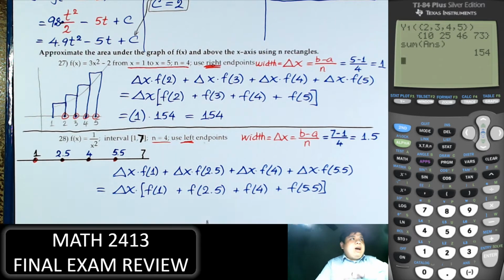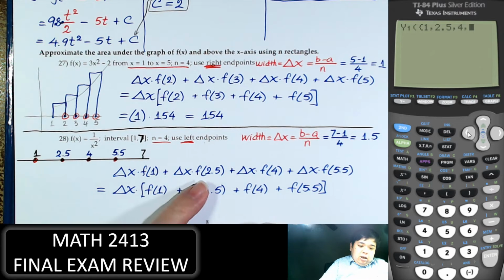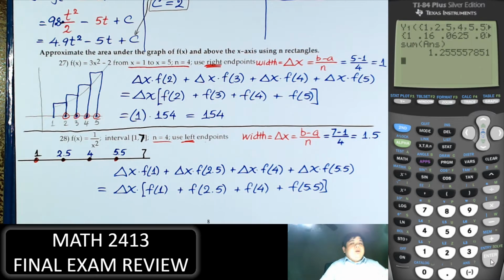Evaluate the function at these values. So alpha trace y1. Evaluate at this 1, 2.5, 4, and 5.5. Close the curly bracket, close the parentheses. We have that. And then add all of this up, second stat. Go to math, option number 5, and we add all of them up. So that is that.